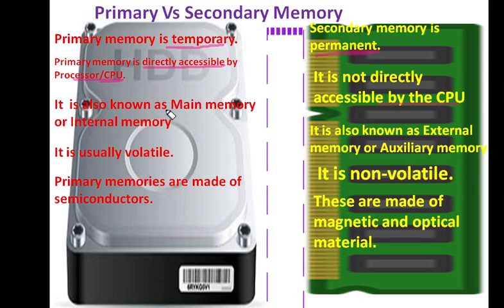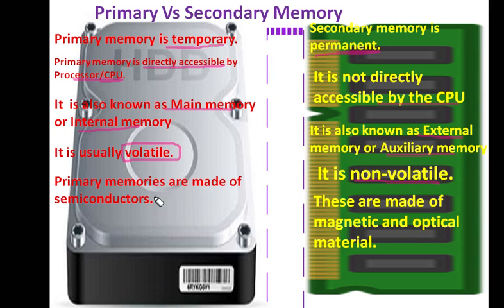Primary memory is also known as main memory or internal memory, and secondary memory is also known as external memory or auxiliary memory. Primary memory is usually called volatile, which means when the system is turned off, data will be erased. Secondary memory is non-volatile. When the system is turned off, your data still remains in the memory.